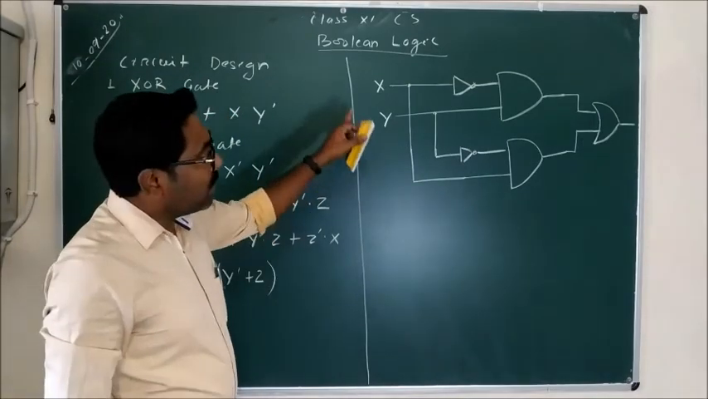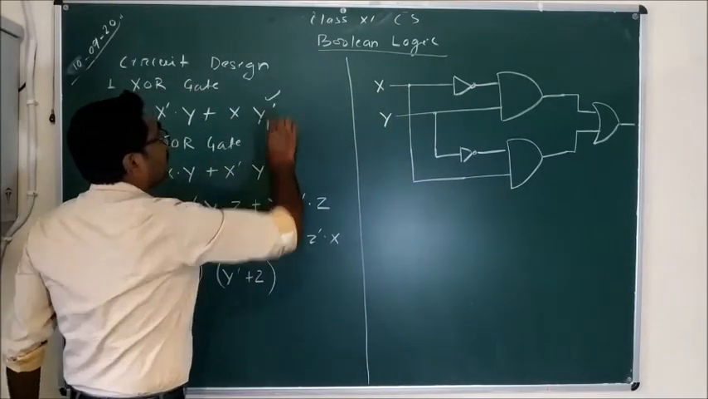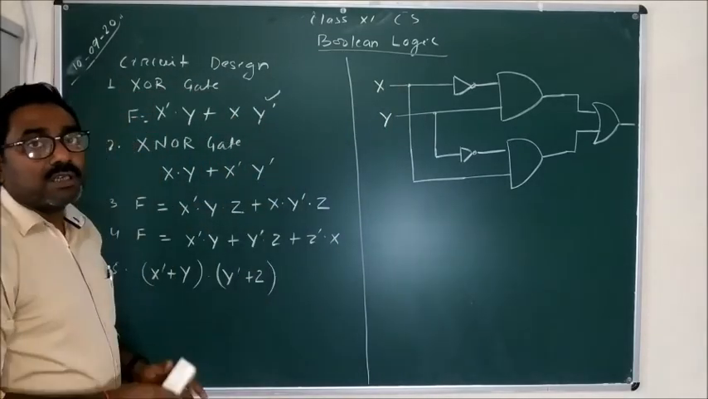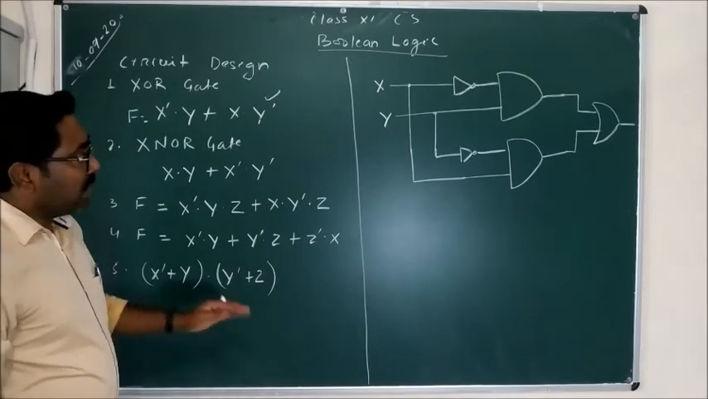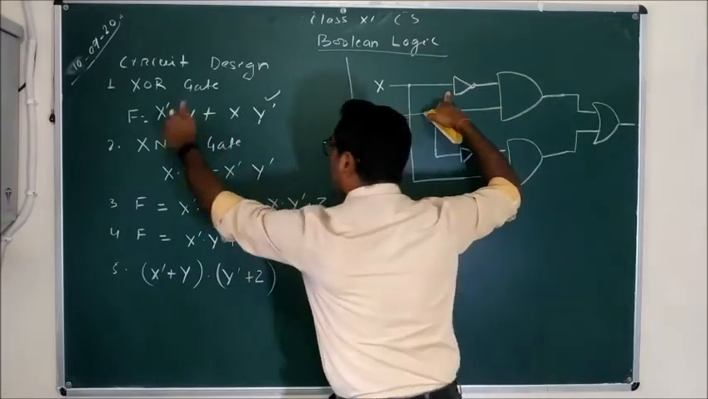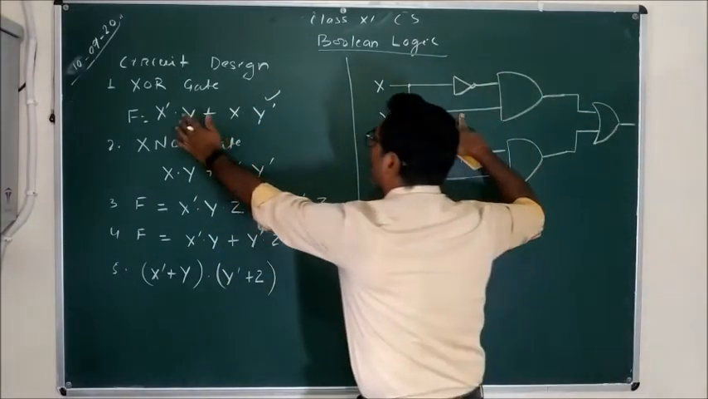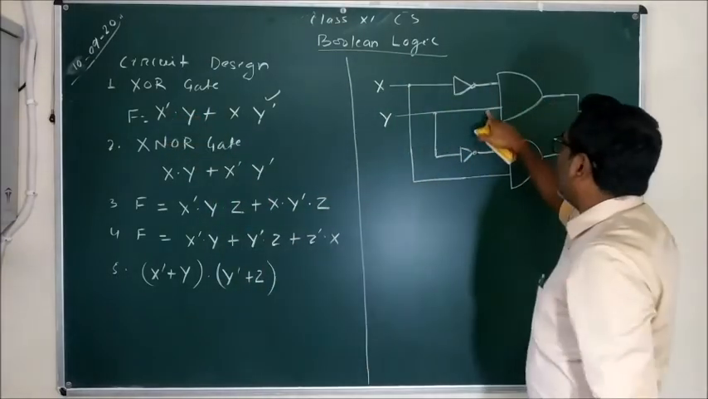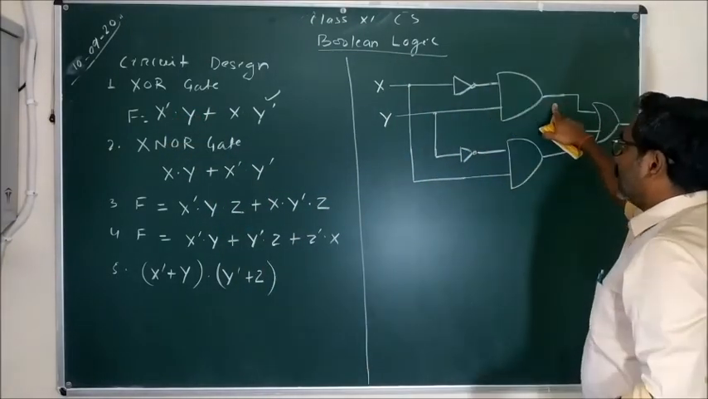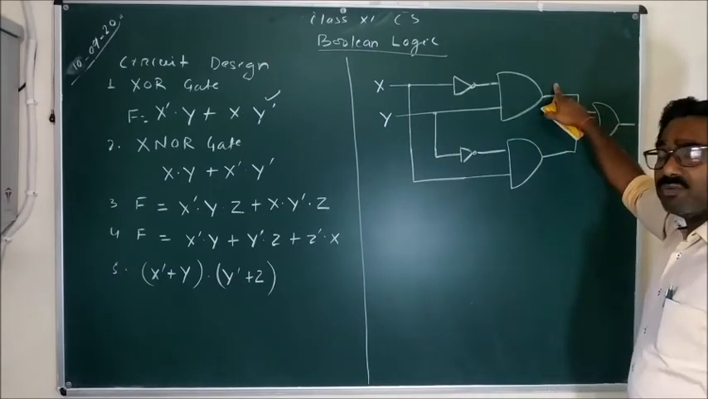Like this, if I connect the AND gates and the OR gate, then we'll get this Boolean expression. That is, X is passed through a NOT gate, so that we get X dash. Now Y is directly ANDed with X dash. These two values are passed through the AND gate, so that we have X dash dot Y.